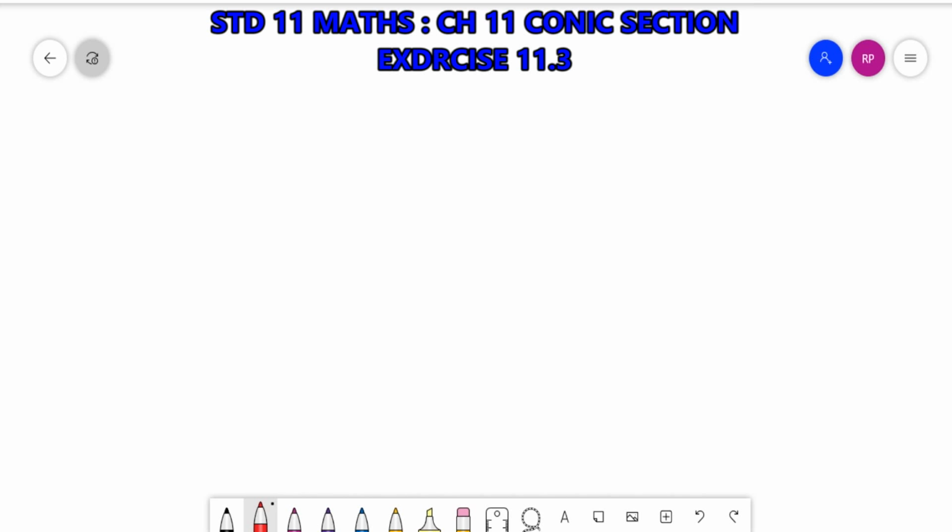Today we will start with exercise 11.3 of chapter number 11, that is conics. Till now we had completed 11.1, in which we saw the questions on circles, and 11.2, where we studied about parabola. Now in 11.3 we will see about ellipse. Before starting 11.3, let's see what an ellipse is.